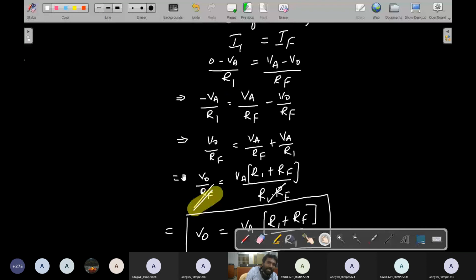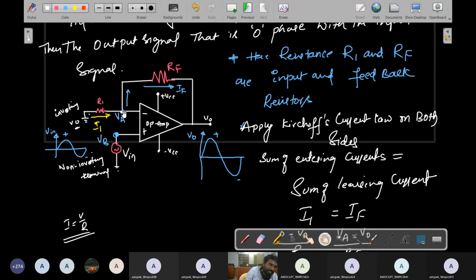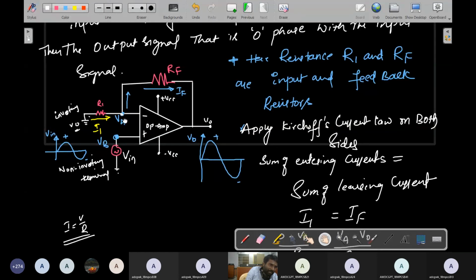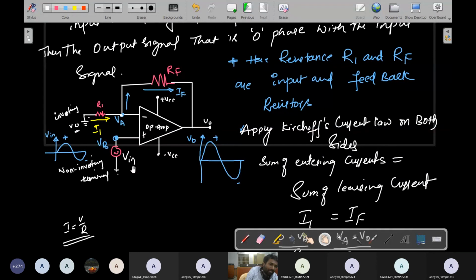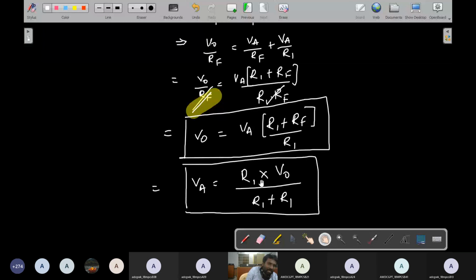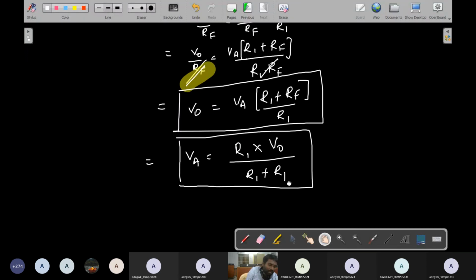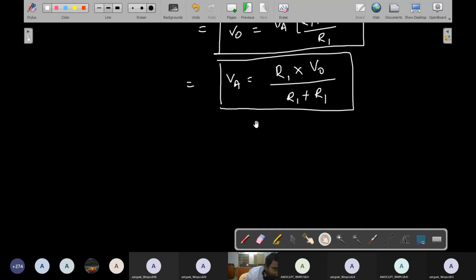Using this mathematics or calculation, for the purpose, I want the VA voltage. How much voltage is developed at point A or terminal A due to this input voltage? That voltage is nothing but VA is equal to R1 into V0 by R1 plus RF. So this is our formula.